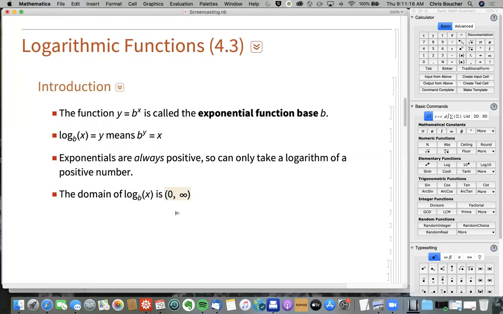Right? You can only take the logarithm of a positive number. If you try to take the logarithm of a negative number on your calculator, you'll either get an error or a complex number, and complex numbers are out of bounds for this course.